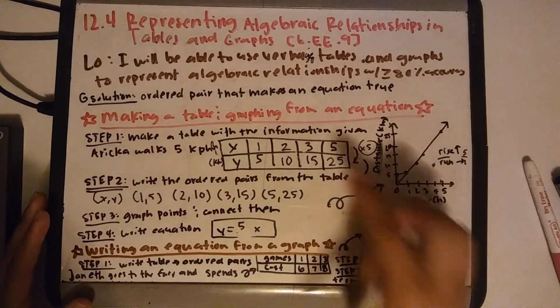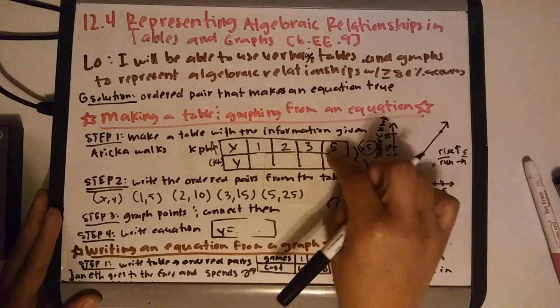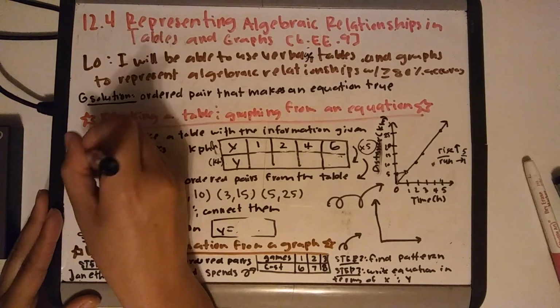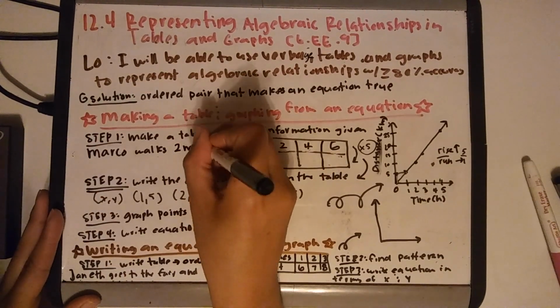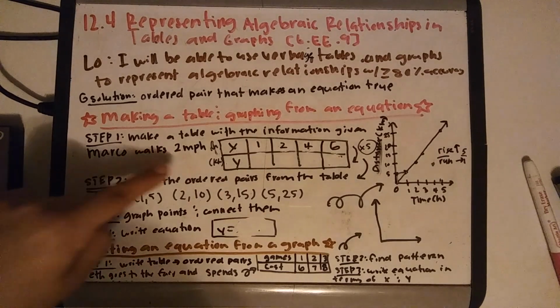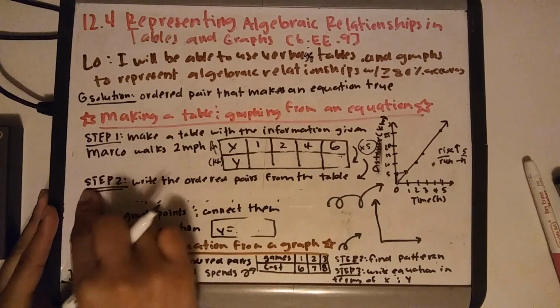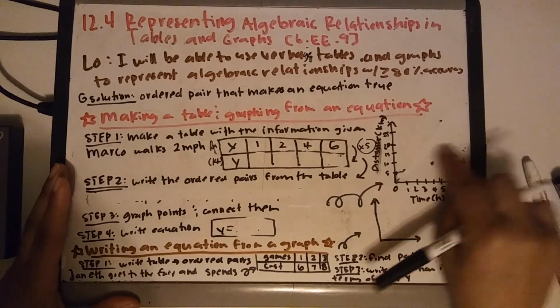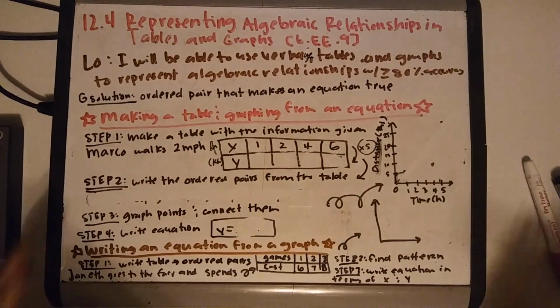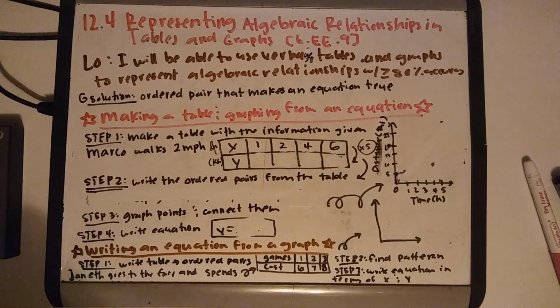Okay, let me give you one to do for this one. Let's say that Marco walks 2 miles per hour. Give me the numbers there. Give me the ordered pairs. You're going to graph it to check your work. Okay, now we're going to write an equation from a graph.